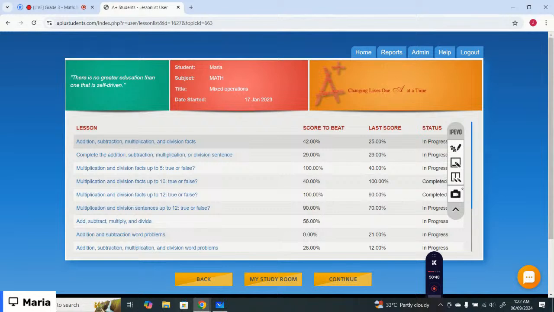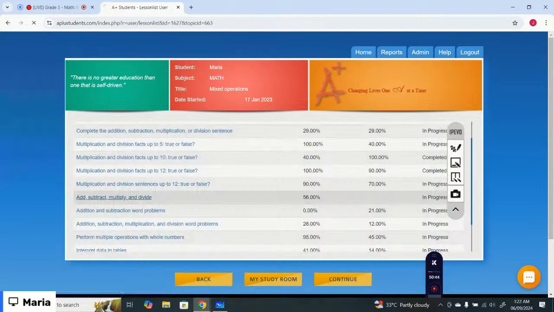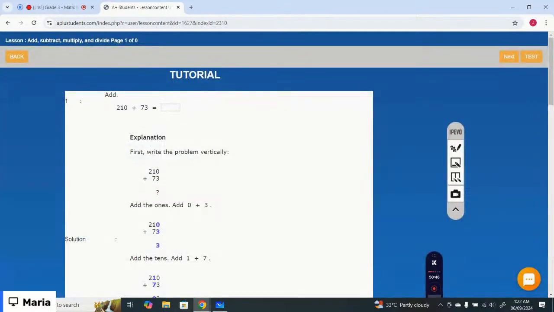You can ask them for help, right? Okay, let's start with the next lesson, that is add, subtract, multiply and divide. So let's start with the first lesson. The first example is add. You need to add 210 plus 73. So let's just add, right?